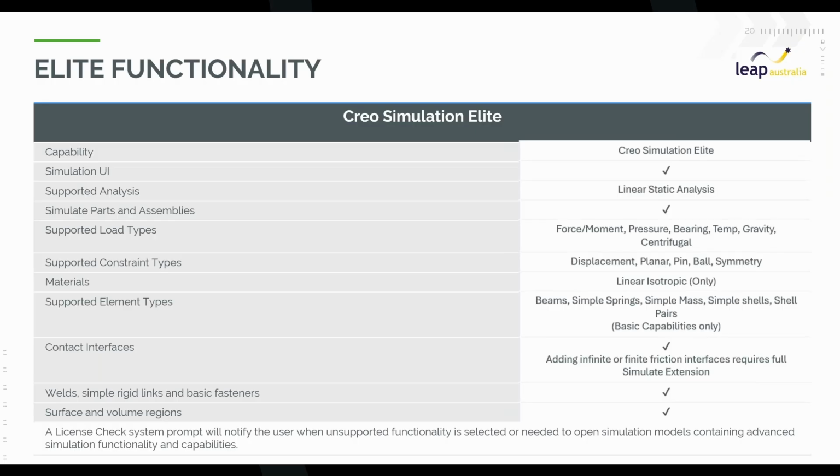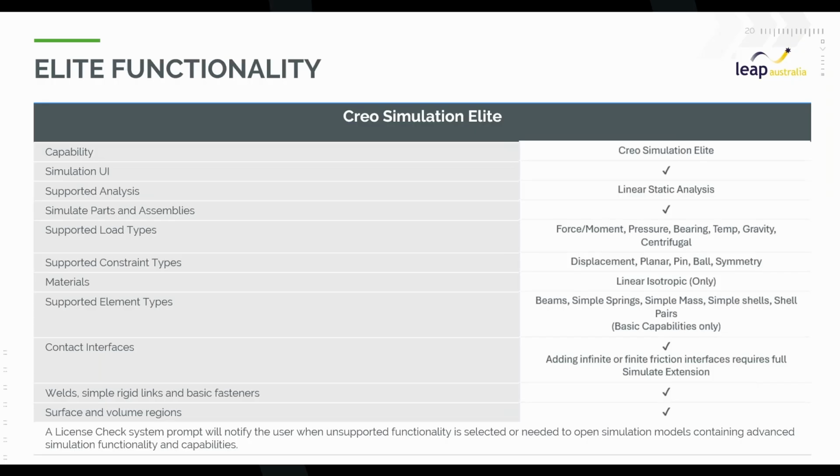So first off, I'd like to highlight that with Creo Simulation, you can do simulation on both parts and assemblies. This is a big thing to point out. And also, when it comes to materials, we can run simulation on any sort of isotropic materials. And another very useful feature is the idealization. So for a lot of your models, you might want to do some idealization such as beams, simple springs, or shells, shell pairs. You get all of that included with your eLight package.